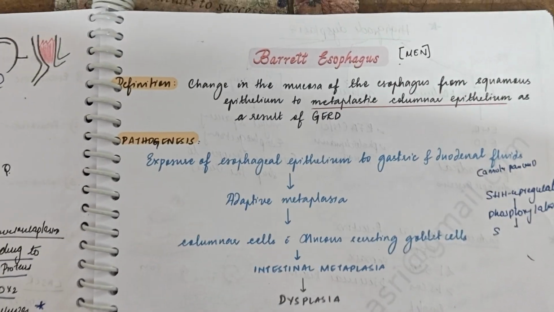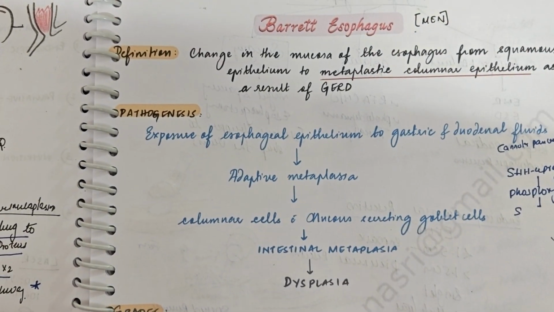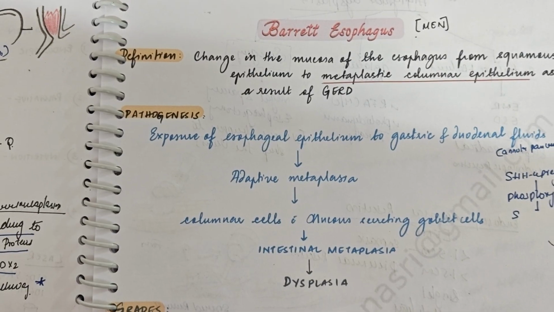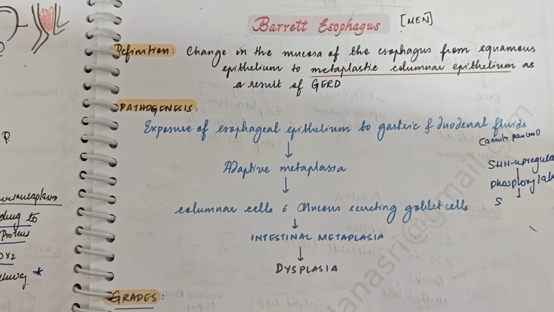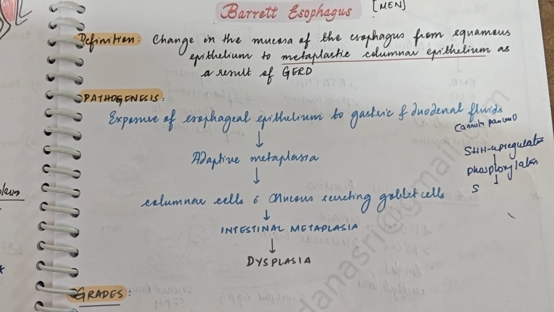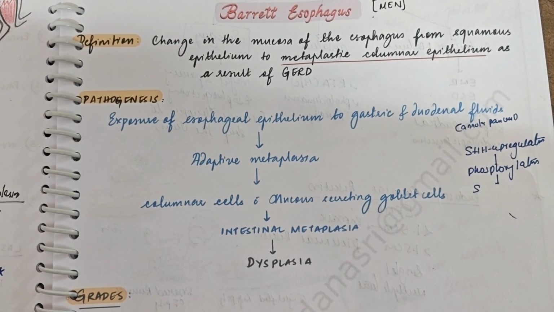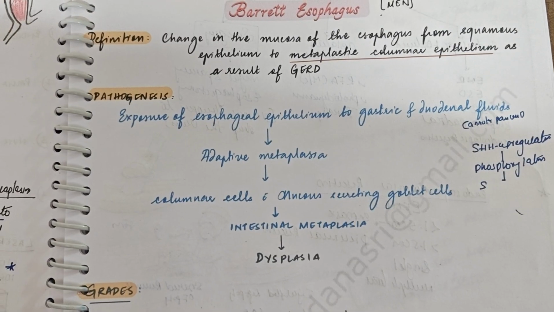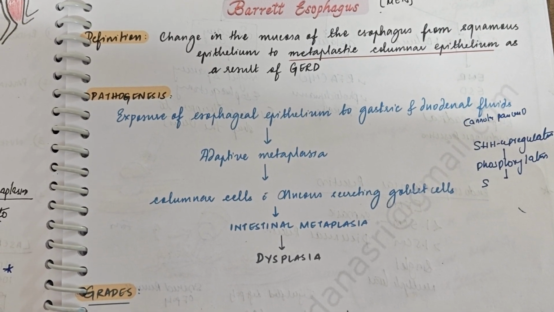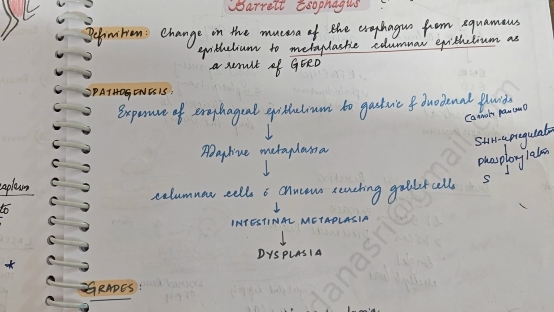In this session, I'll be discussing Barrett's esophagus. The first point is the definition. And what is the definition? Definition is change in the mucosa of the esophagus from squamous epithelium to metaplastic columnar epithelium as a result of GERD.